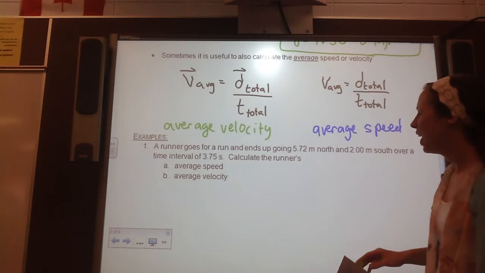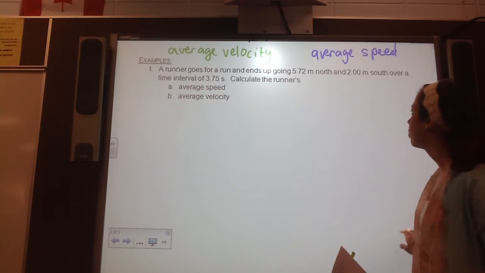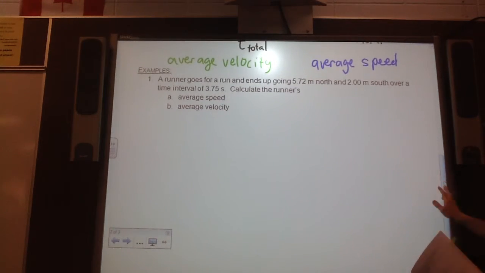Okay. So, a runner goes for a run and ends up going 5.72 meters north and 2.00 meters south over a time interval of 3.75 seconds. Calculate the runner's average speed, then average velocity.